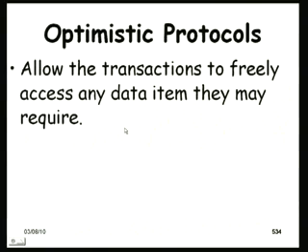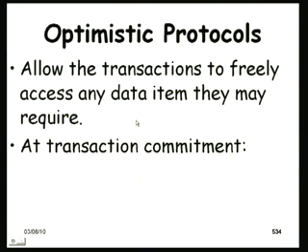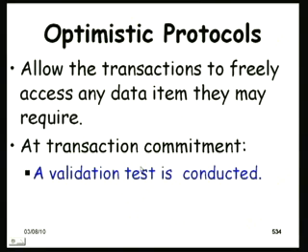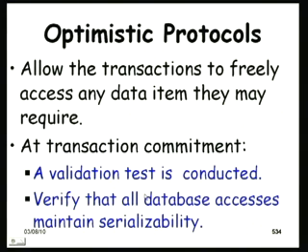Now, let us look at another category of protocols, which are the optimistic protocols. So, here, unlike the pessimistic protocols like 2PL, they allow transactions to freely access any data item they might require. No permission, nothing is required, and at the time of transaction commitment, a validation test is conducted to verify that all database accesses maintain serializability, and if there is a violation of serializability, then some of the transactions are aborted.